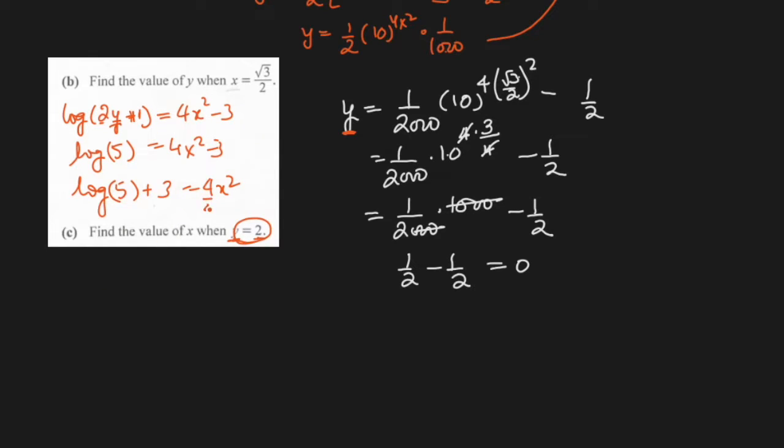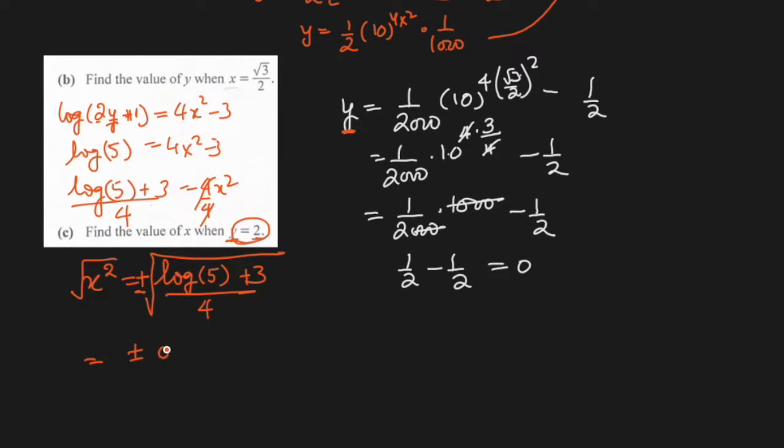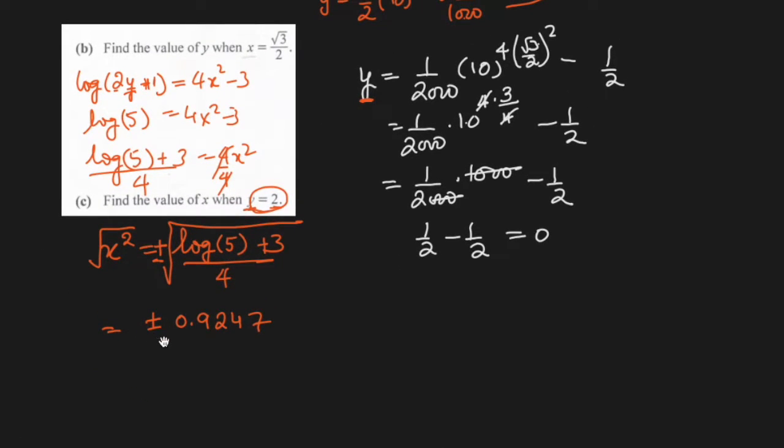Now divide both of them by 4 because we want to evaluate x. So x square equals log 5 plus 3 over 4, and to get x we will take the square root, and we'll get plus and minus value of x. Let's see, what I am getting from my calculator is 0.92467. And that's fine, we can accept plus and minus both, because the square of negative and positive both is possible, and still the log will be there, so it's okay to accept both answers.